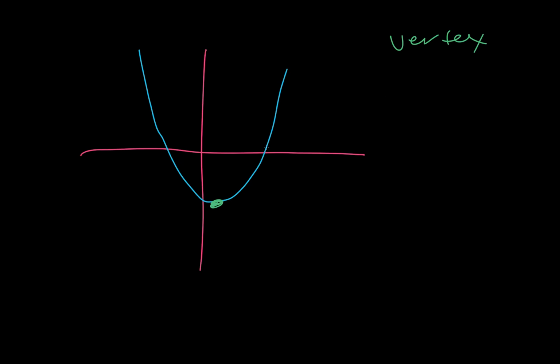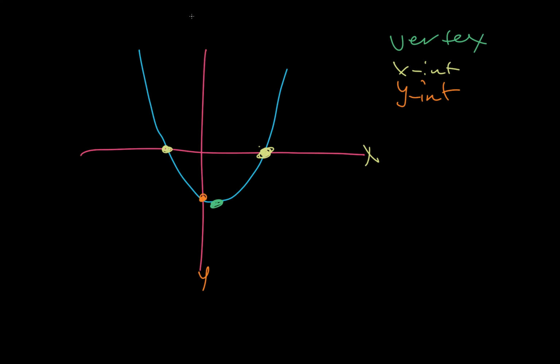Okay, now right here, these two dots where it crosses the x-axis would be the x-intercepts. And then the place where it crosses the y-axis would be the y-intercept. And then we also have a concept of increasing and decreasing intervals.